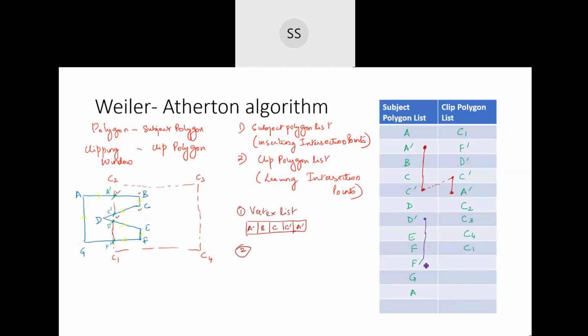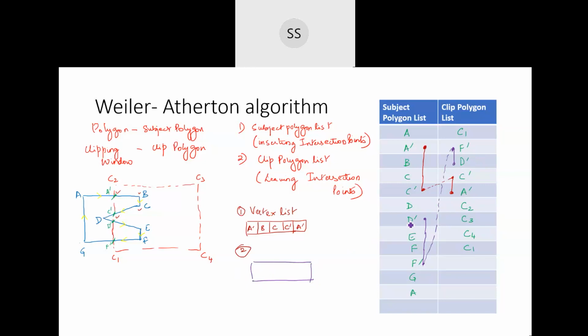But the moment I reach F dash, it belongs to the edge which is said to be leaving my clip polygon. So that is the intersection point where I need to stop in my subject polygon list, and correspondingly F dash has to be found in my clip polygon list. So I'm going to find my F dash, and from there I'll start and stop at the intersection point D dash. So accordingly, I'll write my vertex list.